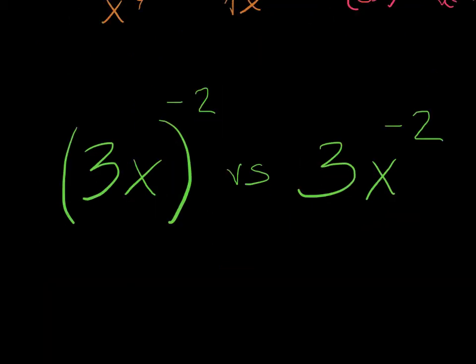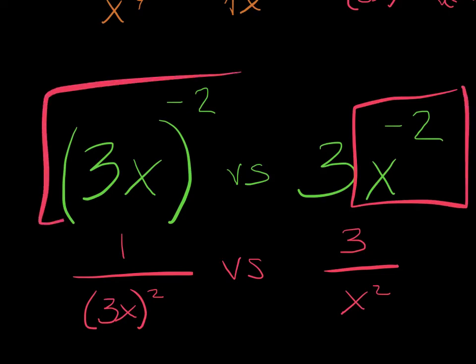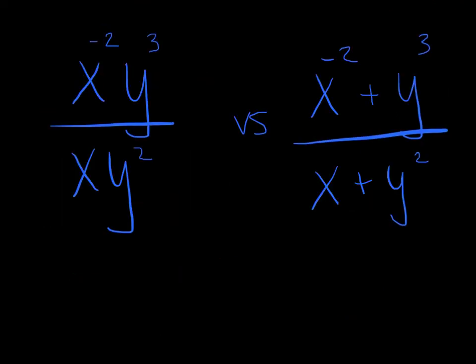In this case, the 3x is going to the bottom and being squared with a 1 on top, versus this case, where the 3 is going to stay here, and just the x squared goes to the bottom. So I can't stress enough, it's who the exponent is sitting on.